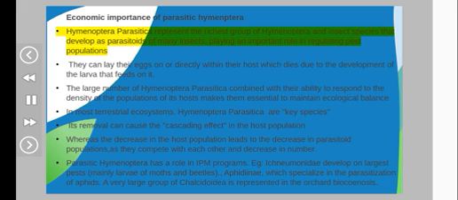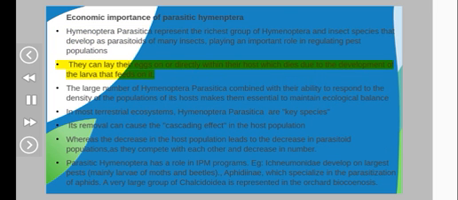Hymenoptera parasitica represent the richest group of Hymenoptera and insect species that develop as parasitoids of many insects, playing an important role in regulating pest populations. They can lay their eggs on or directly within their host, which dies due to the development of the larva that feeds on it.